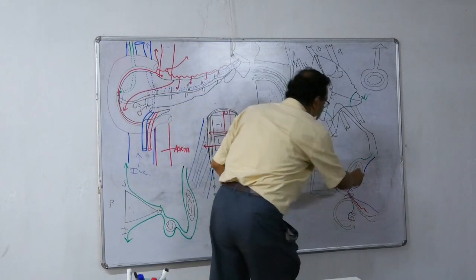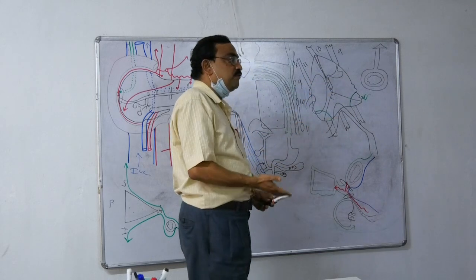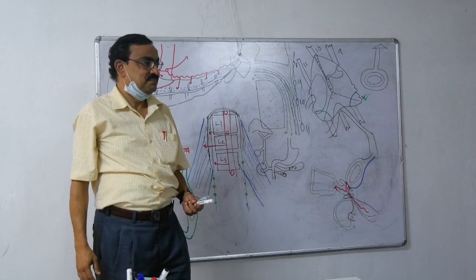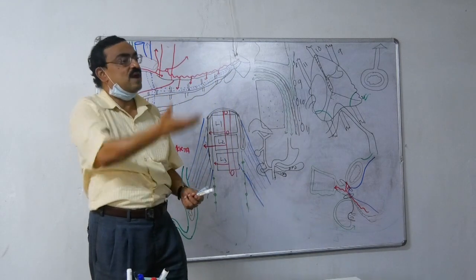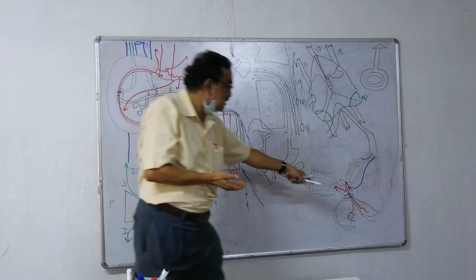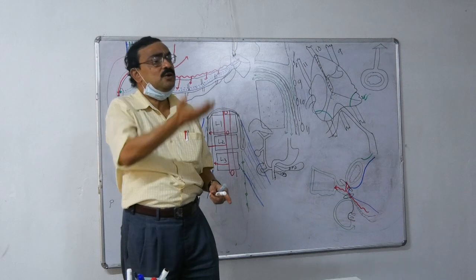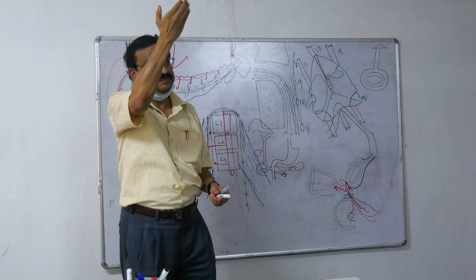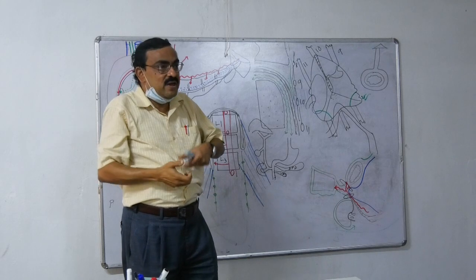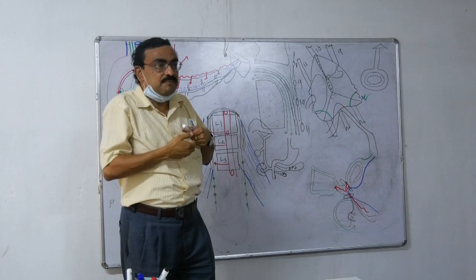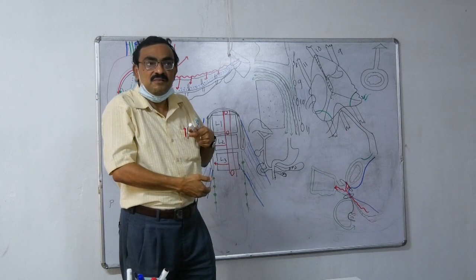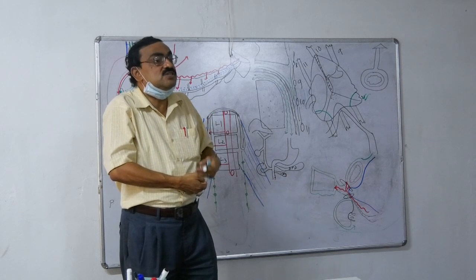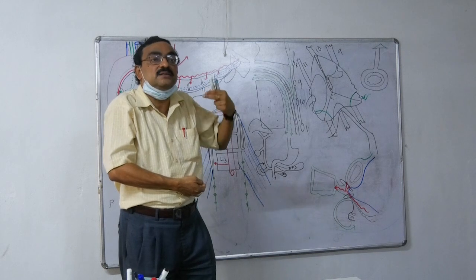And if we trace this lienorenal ligament above, it will touch the diaphragm. So that peritoneum will also form a ligament from the spleen to the diaphragm, the lienophrenic ligament, from which the spleen is hanging. The spleen is hanging from the diaphragm. That is the lienophrenic ligament, which is also called the suspensory ligament of the spleen.